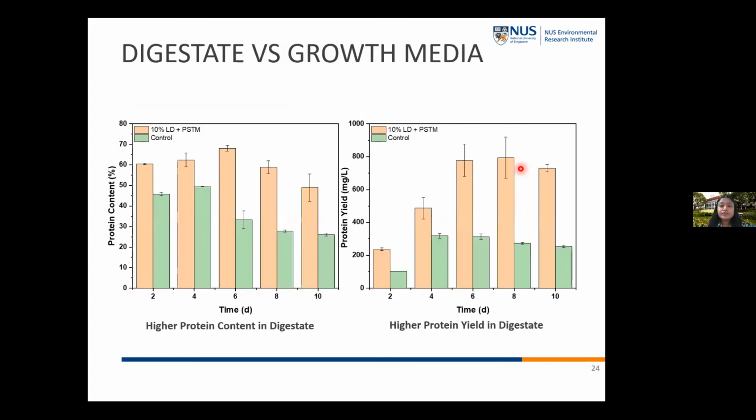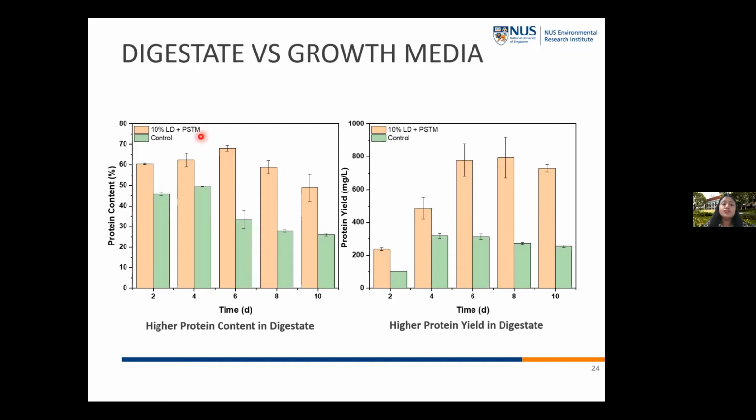Okay, wait, let me first get into the protein content part. We compared the protein content with the control, and we found that at every stage, the microalgae grown in the digestate had very high protein. On day 6, it even reached 68%, which is quite amazing, and it's significantly higher than the control.